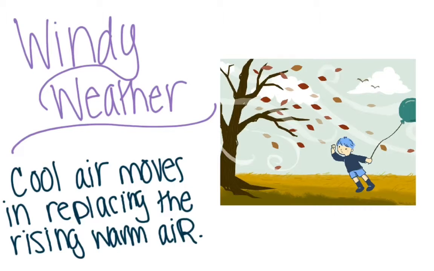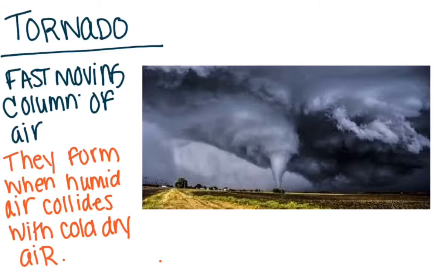We experience windy weather, like in this picture, when cool air moves in, replacing the rising warm air. This is a tornado. Tornadoes are fast-moving columns of air. They form when humid air collides with cold, dry air.